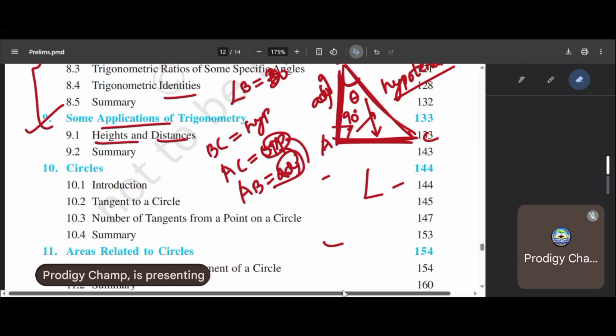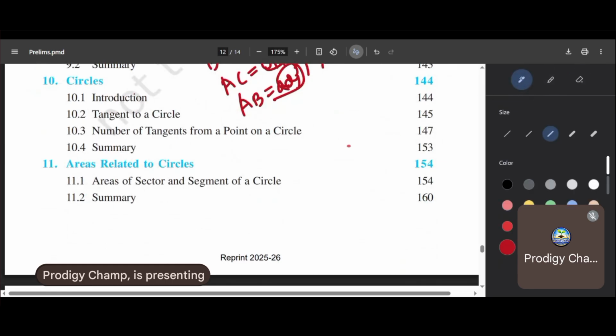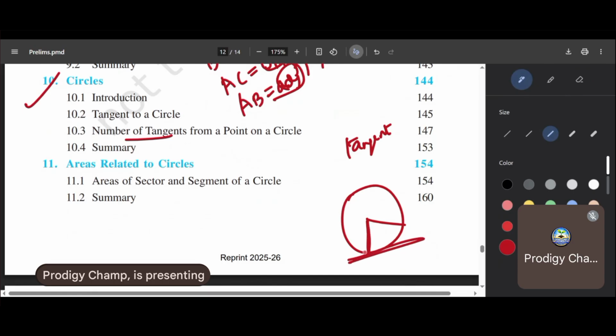Coming to circles and areas related to circles, this is also very easy. We will be learning some basic things like what is a circle, and what are tangent, secant and chord. Here also we will use the Pythagoras theorem, because in a circle a tangent is perpendicular to the radius. That is the concept I will teach you. So here also we will use the Pythagoras theorem again. And areas related to circles is very easy.